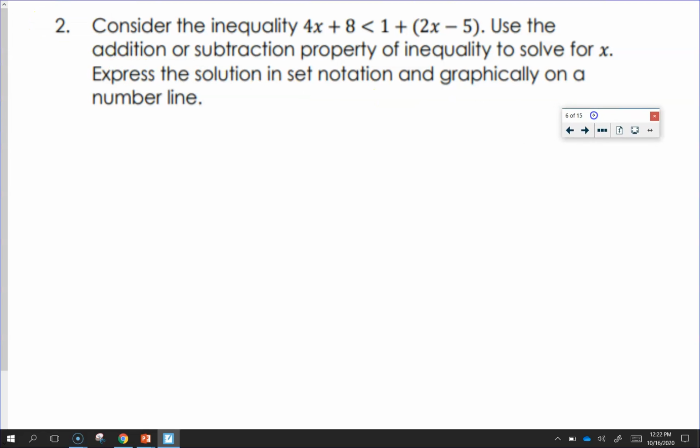Consider the inequality 4x plus 8 is less than 1 plus 2x minus 5. Same thing. Use the addition or subtraction property of inequality to solve for x. So there's step 1. Express the solution in set notation. There's part 2. And then graphically on a number line. So there's part 3. So we have the same 3 things we have to do again. So let's solve it first. I can't do anything else without doing this.